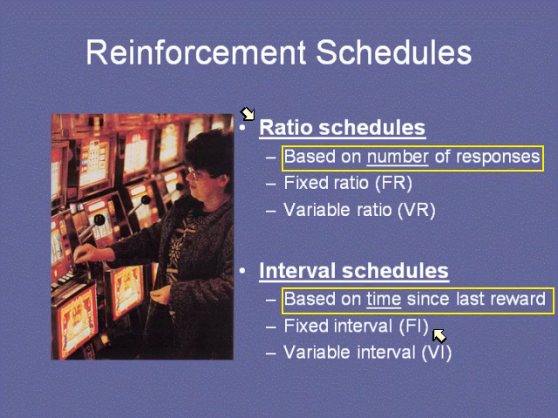Let's do one last polling question here, and then we'll move into the section on observational learning. The points that you were given for responding correctly to this question are good examples of what? Primary reinforcers, secondary reinforcers, tertiary reinforcers, or pity points. Which one of those is what these points are?